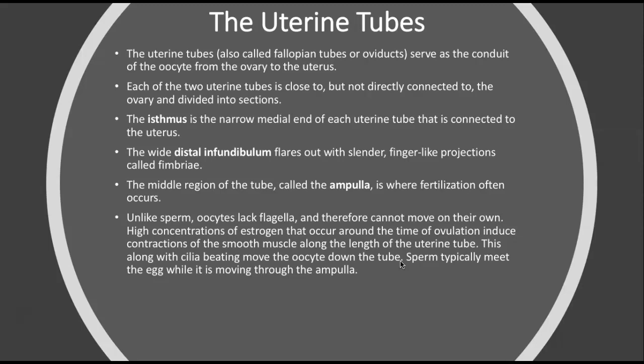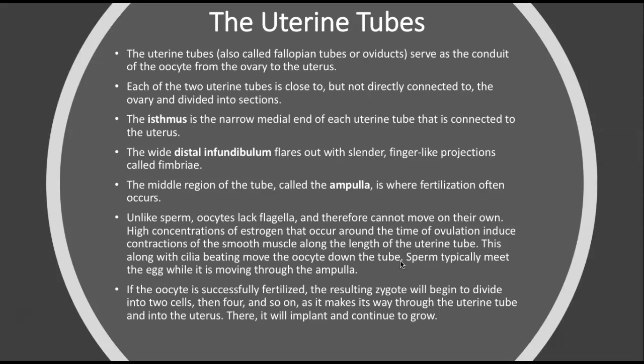So how do the egg cells get to where they need to go? Because they don't have flagella. What you get is that these high concentrations of estrogen that occur around the time of ovulation induce contractions of your smooth muscle along the uterine tube, and that, along with a whole bunch of cilia, those hair-like projections coming out of cells, beat and move the oocyte down the tube. Like I said, sperm will typically meet the egg while it's moving through the ampulla.